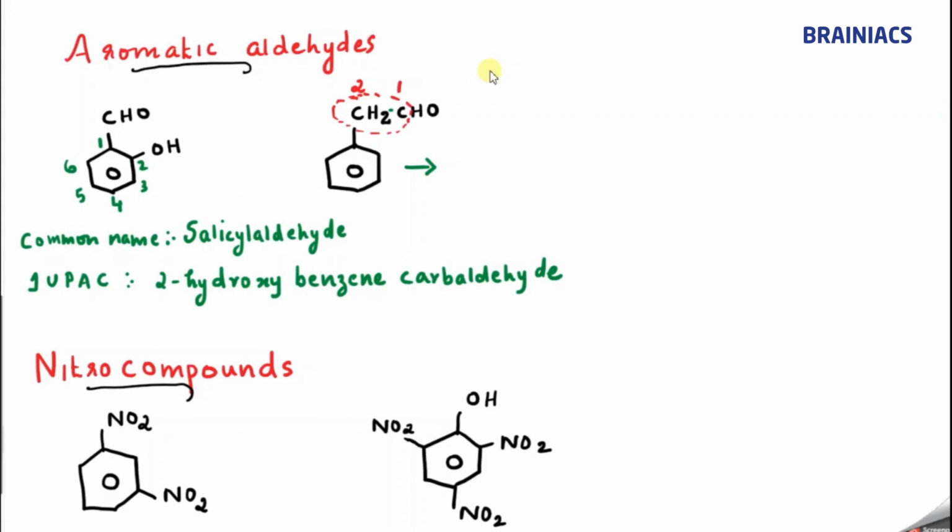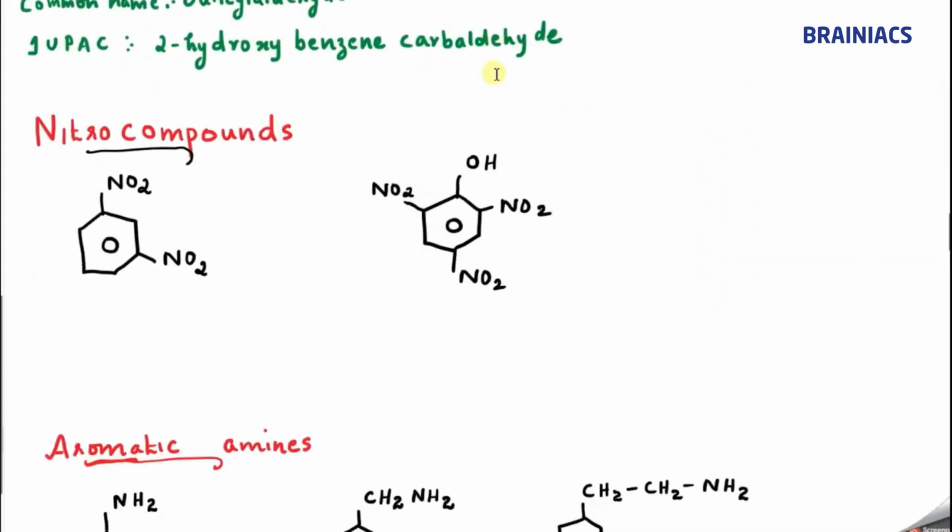We know that benzene here behaves like a what? Substituent. So I can say 2-phenyl, and since the word root has 2 carbon atoms, ethane, ethanal. 2-phenylethanal is the correct answer. Understood? I hope you are now getting it. It's very easy. Now we'll go to the next, the nitro derivatives.